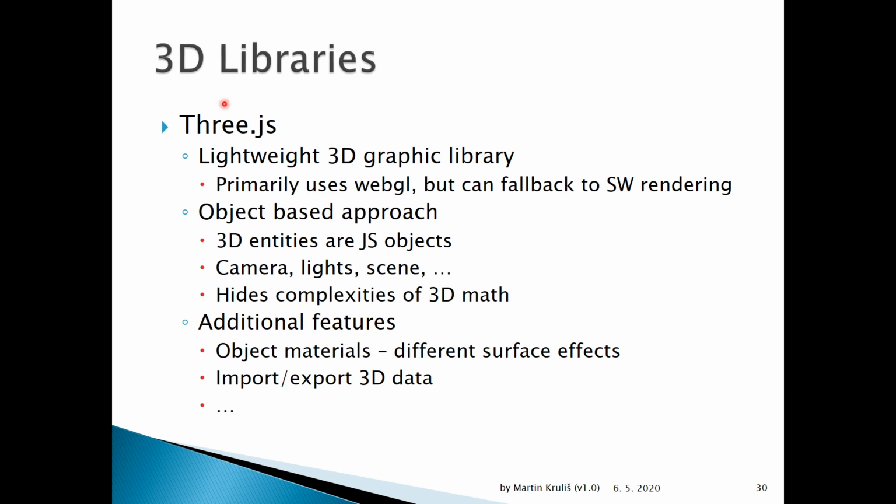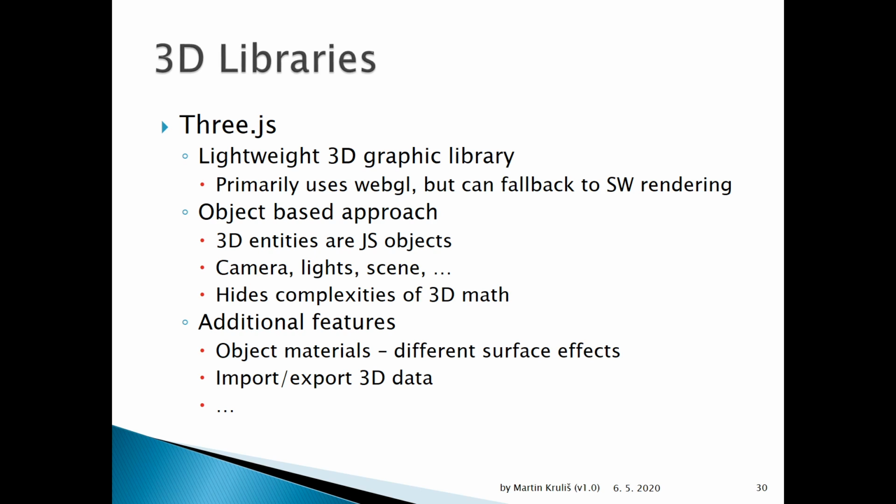It's called Three.js. And one of the things I like about this library, it primarily uses WebGL, but it's a complex library which can fall back to software rendering. So it can render the 3D scene manually and display it using 2D context of the canvas as well. It's object-based, so it's much simpler because all the entities like elements of the scene, camera, lightings, everything is an object, and if you need to manipulate these objects you just simply call predefined methods of these objects.